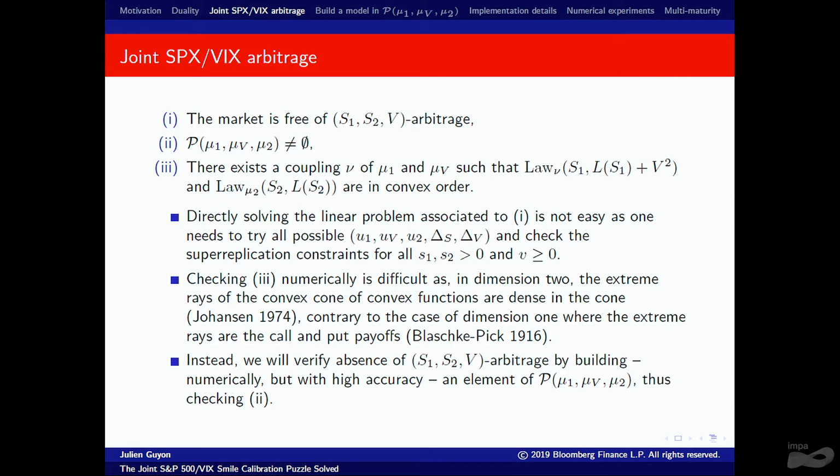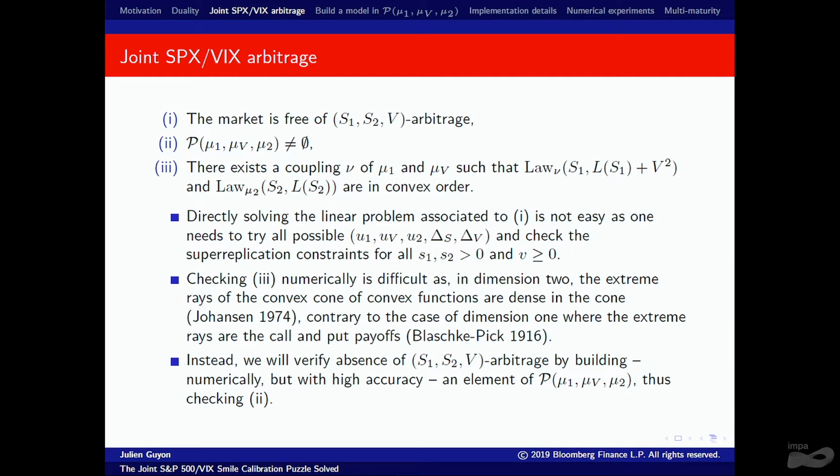So if you want to prove that there is no joint arbitrage between the S&P and the VIX in the market, which was unknown until today, we don't know how to do that. So either you solve this LP problem, as I mentioned, but that's not easy. First, the parameters are in infinite dimensions. It's all functions. Even here, that's a function of two variables, and you need to try them all. And on top of that, you need to check the superreplication constraint everywhere. Of course, numerically, you will need to discretize.